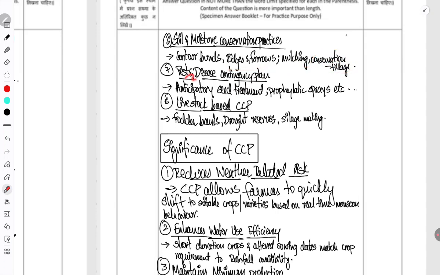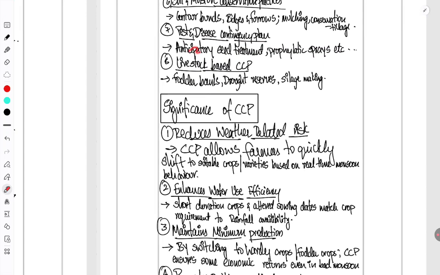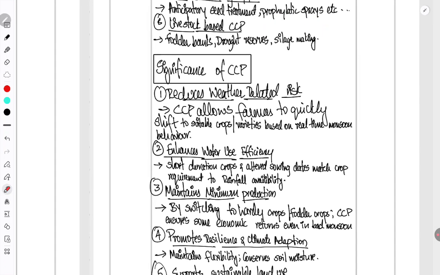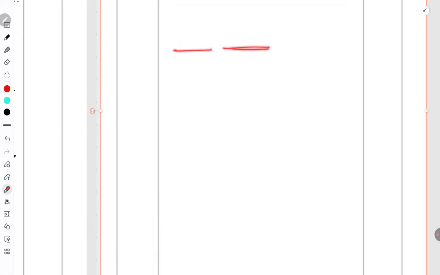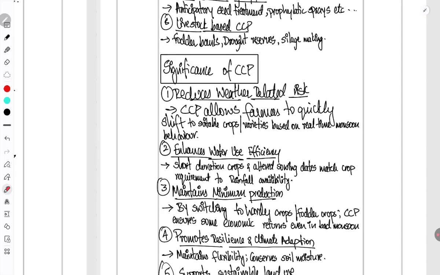And also we can prepare a pest and disease contingency plan, for pre-planning the risk of pest and disease which can be further seen in the duration of the crop. It includes anticipatory seed treatment of the seeds, like using any chemicals or biofertilizers, etc., and utilization of prophylactic sprays, and also livestock based contingency crop plan, like it involves fodder banks, drought reserves, silages, etc.